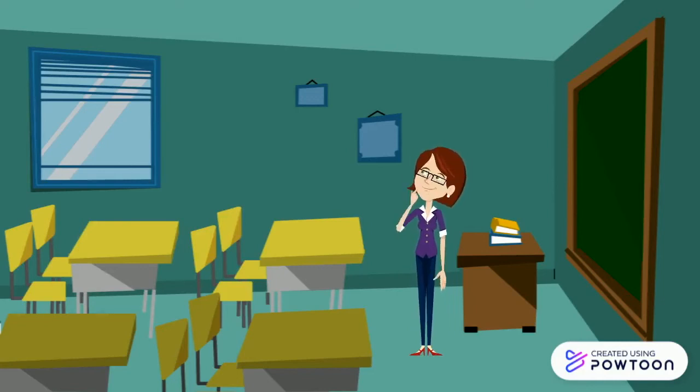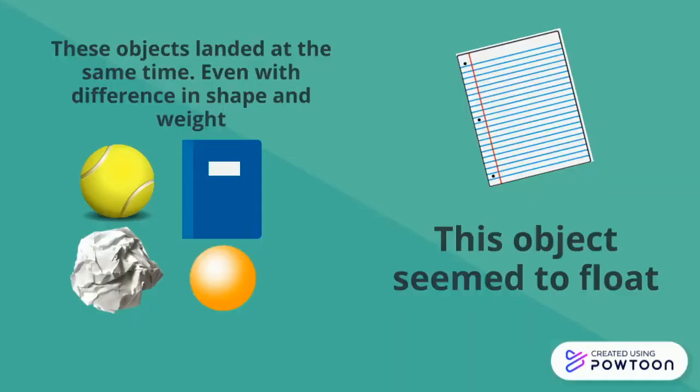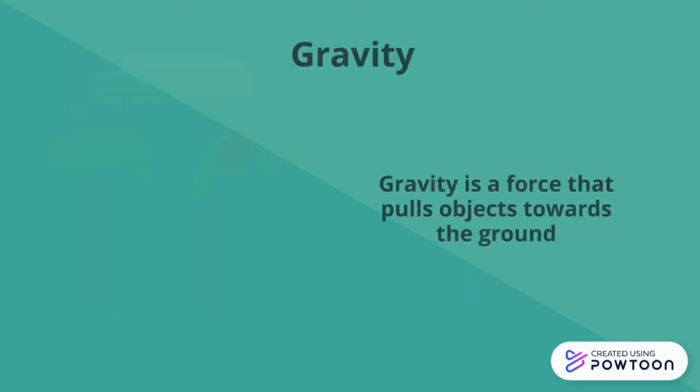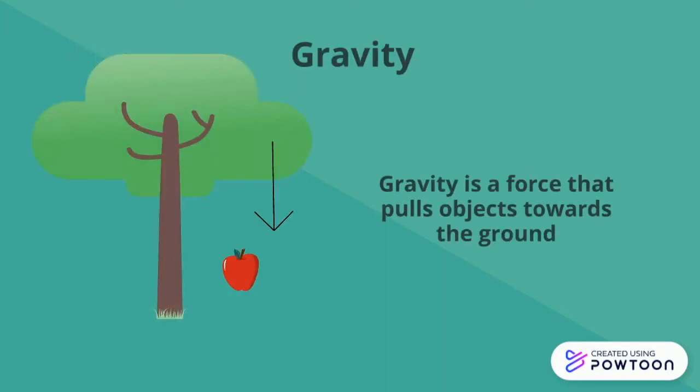So let's recap what we learnt from today. From our investigation, we learnt that an object's shape can change the way it falls. Some objects fell faster, for example the tennis ball, compared to the piece of paper, which seemed to float. This is because of gravity. Gravity is a force that pulls objects towards the ground.